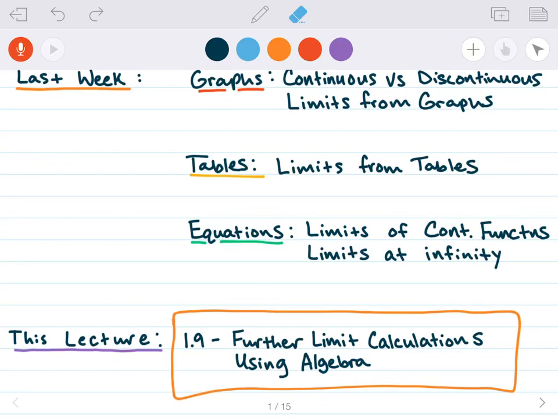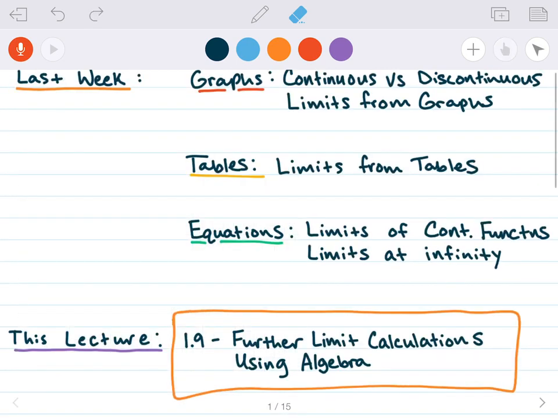Hey guys, in this video we're going to start talking about section 1.9, further limit calculations using algebra. Our main focus today is to look at different equations and how we can employ different strategies to find their limits when they're not continuous functions.